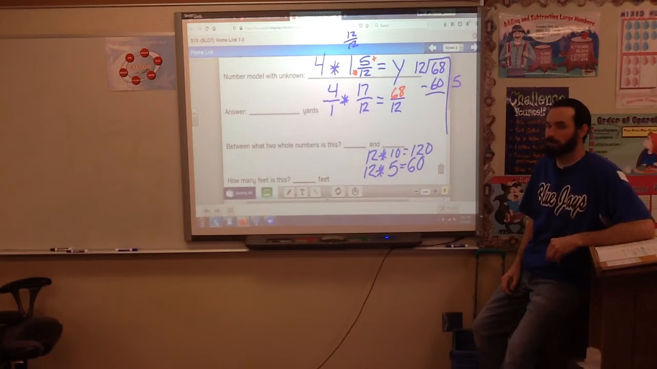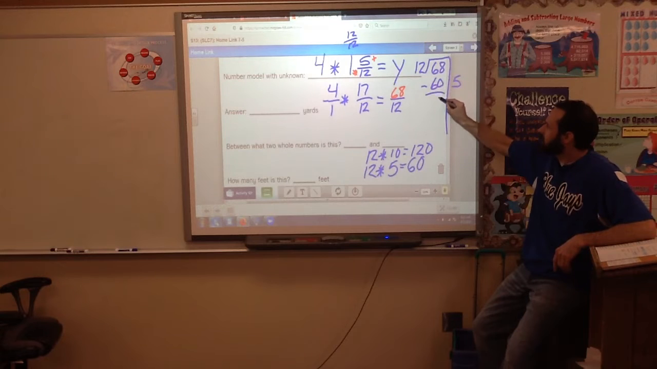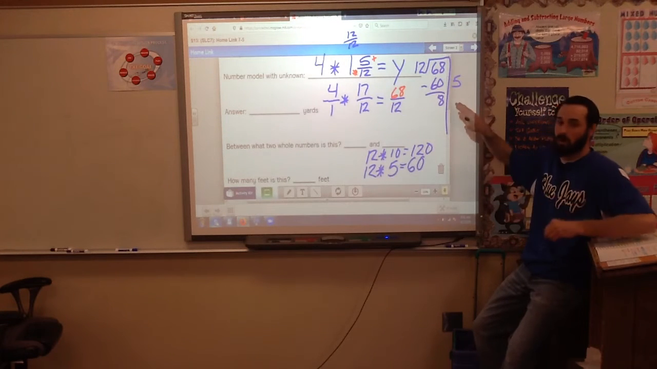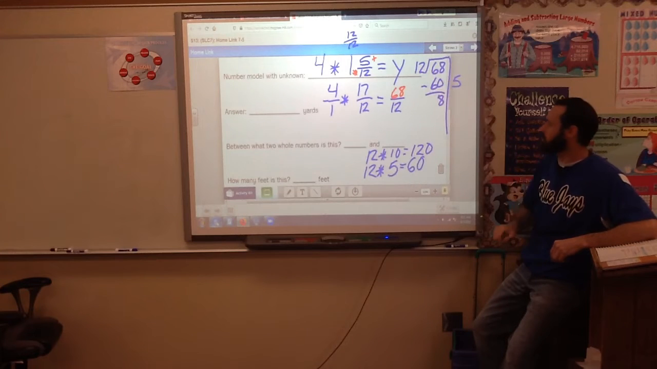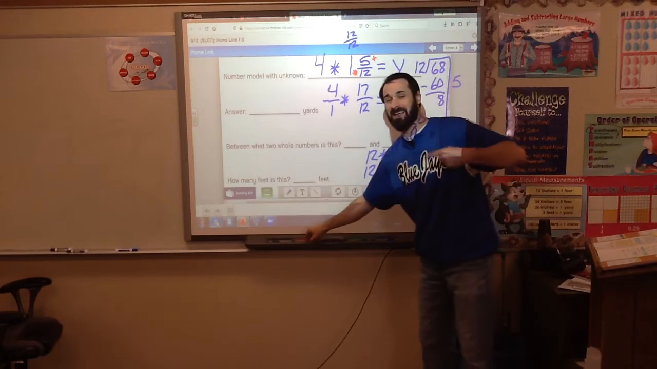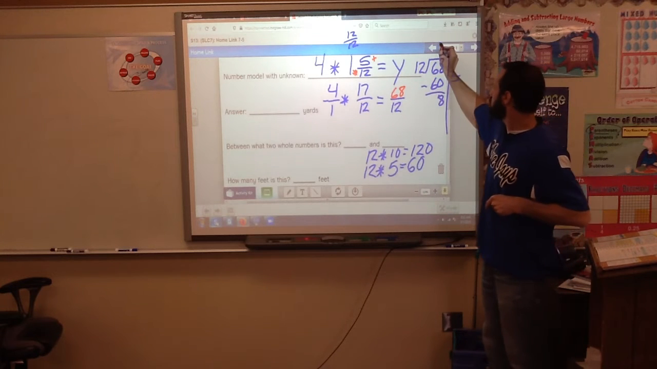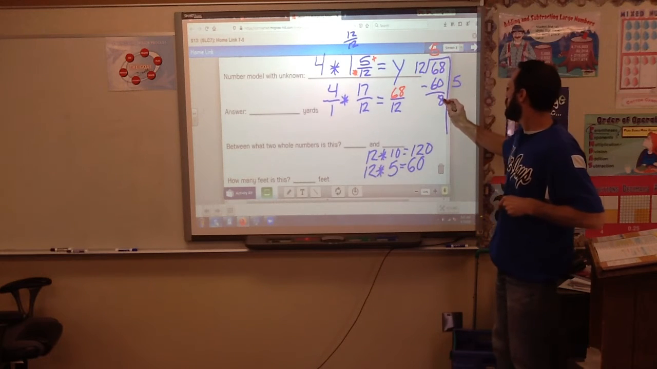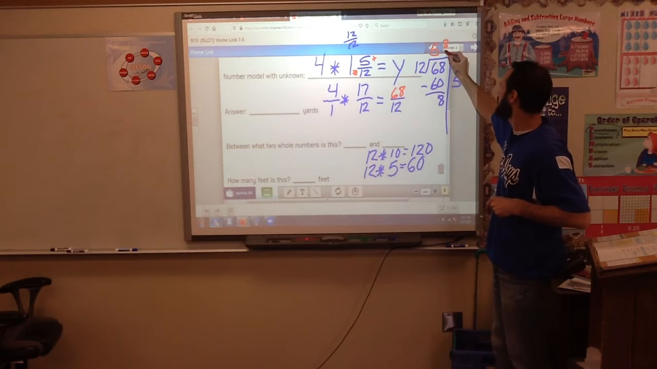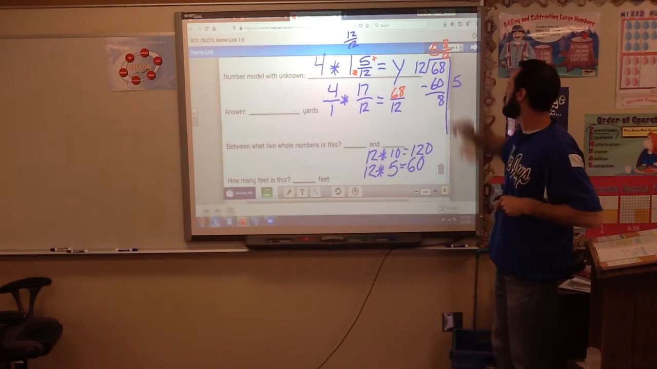Using what you know. 8 minus 0 is 8. 6 minus 6 is 0. When your remainder is smaller than your divisor, you're done. I'm going to use red to write the answer up there because of the blue. But your whole number would be 5. Your numerator is 8. And your denominator is 12.